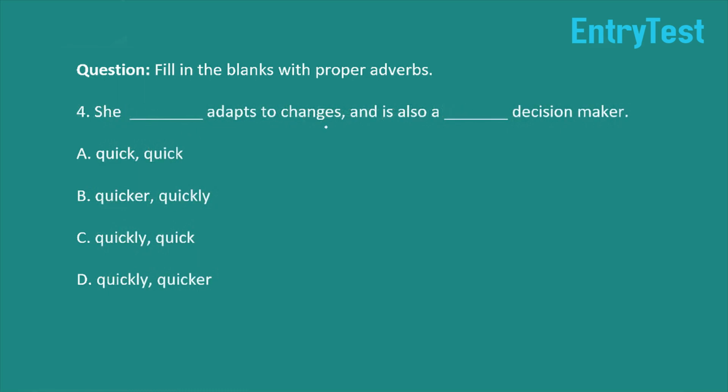Moving forward. She dash adapts to changes and is also a dash decision maker. Let's see the options. She quick adapts to changes. No, this does not fit. She quicker adapts. No, I'm not comparing, so quicker is not the correct word. She quickly adapts to changes. Okay, this is correct. And is also a quick decision maker. Yes, friends, this is my correct answer. Last, she quickly adapts to changes. Okay, so this looks correct. And is also a quicker. No, I'm not comparing, so quicker will not come at all. We have seen its rules in earlier lectures. Hence, the correct answer is C.